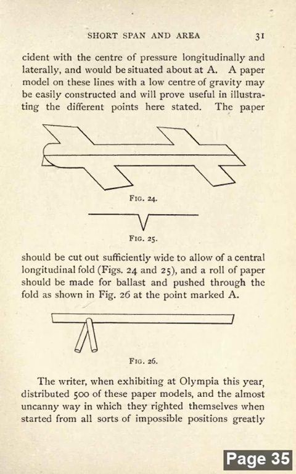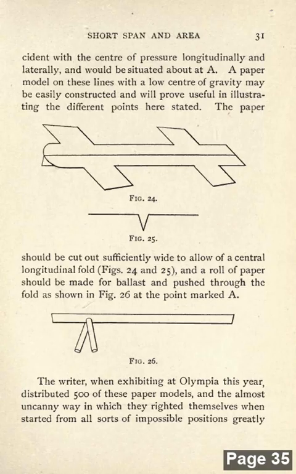A paper model on these lines with a low center of gravity may be easily constructed and will prove useful in illustrating the different points here stated. The paper, Fig. 24 and Fig. 25, should be cut out sufficiently wide to allow of a central longitudinal fold, Figs. 24 and 25, and a roll of paper should be made for ballast and pushed through the fold as shown in Fig. 26 at the point marked A.